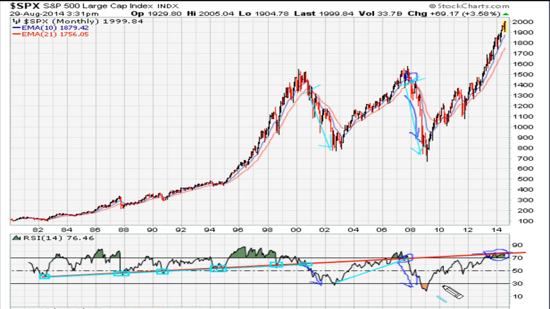And so we can assume that the next major bear market is not going to begin until we break this trend line connecting the lows in '09, the lows here in 2011. And so if we break below this, then that's when the market should have a serious bear market.